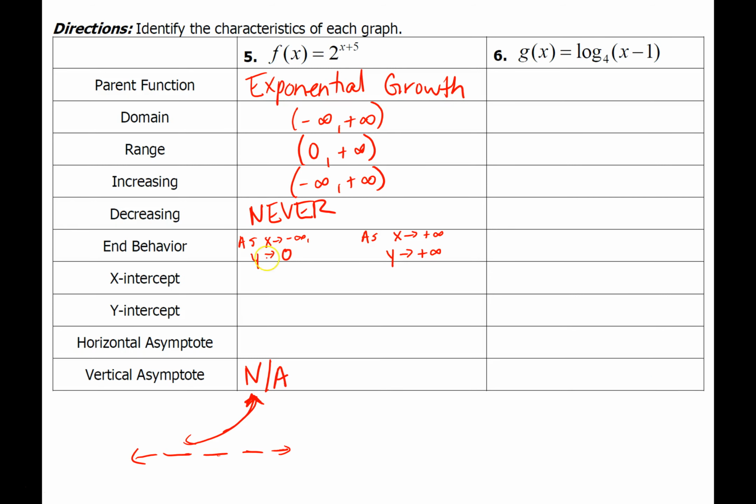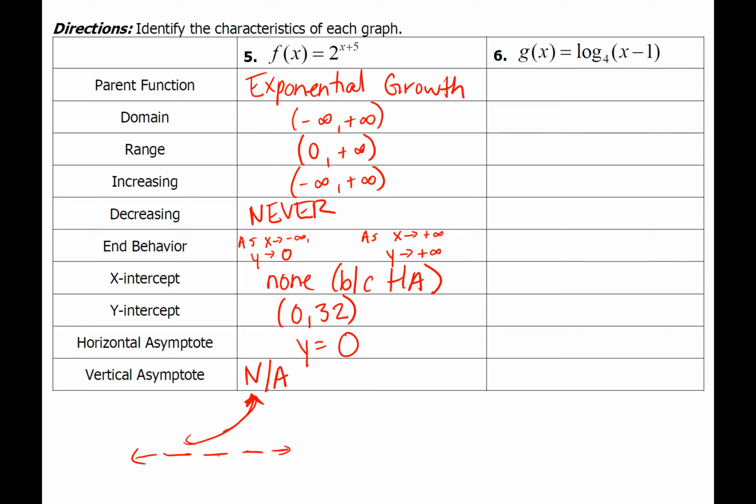So let me write those down. The x-intercept is going to be none, and that's because of the horizontal asymptote. And the y-intercept was at (0, 32). The horizontal asymptote, we already said, we're going to write it as an equation. y is equal to 0 because it never crosses the x-axis because of that asymptote. Okay, so let's look at one more of these to do some characteristics.